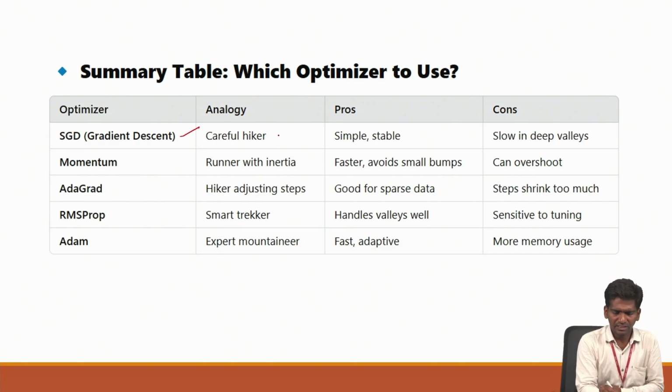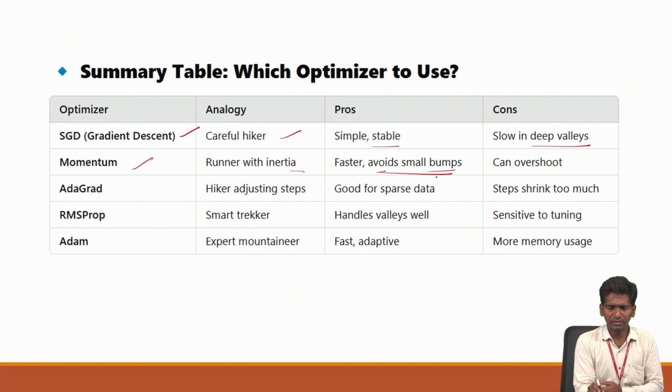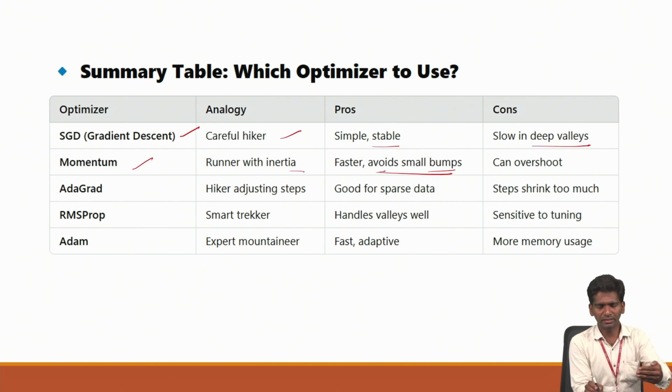Here is the summary. SGD is a careful hiker. It is simple and stable, but it is slow in deep valleys. With momentum, the runner moves with a small inertia. The advantage is it is faster and tries to avoid small bumps. It takes another path, it tries to take different paths while running. The problem is it can overshoot.